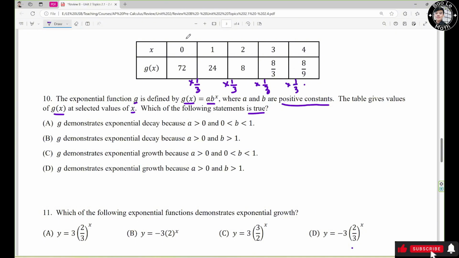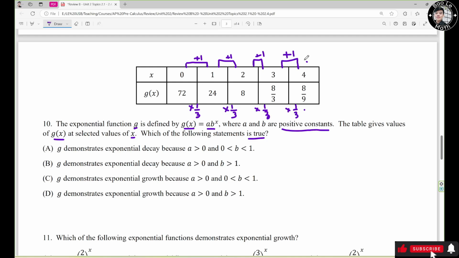Now look at the input values right here. You see that the input values are increasing by 1 each time. The outputs over consecutive equal-length input intervals are proportional, so this is an exponential function. Now, since the common ratio is less than 1, this is an exponential decay function. So the answer must be A, because b is greater than 0 and less than 1.